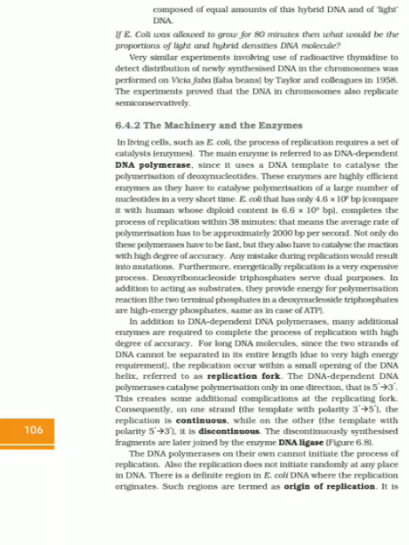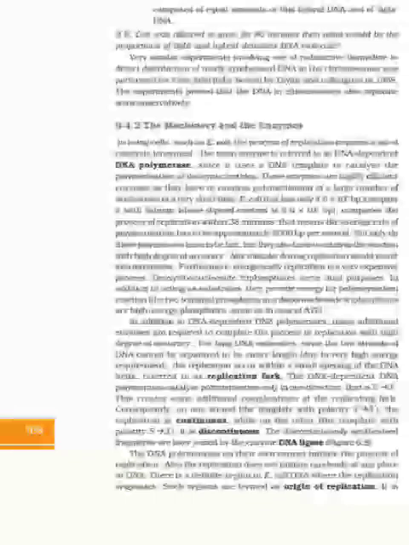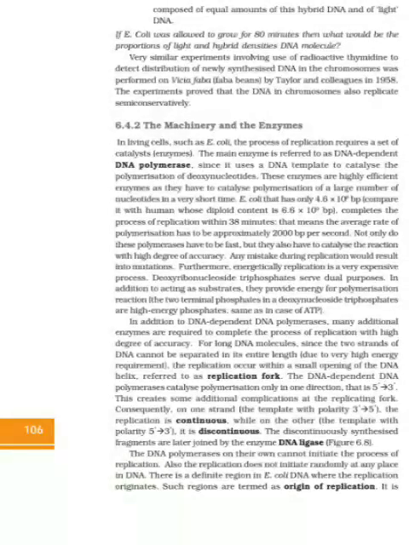due to very high energy requirement, the replication occurs within a small opening of the DNA helix referred to as the replication fork. The DNA-dependent DNA polymerases catalyze polymerization only in one direction, that is 5' to 3'. This creates some additional complications at the replication fork. Consequently, on one strand, the template with polarity 3' to 5', the replication is continuous, while on the other template with polarity 5' to 3', it is discontinuous. Discontinuously synthesized fragments are later joined by the enzyme DNA ligase.